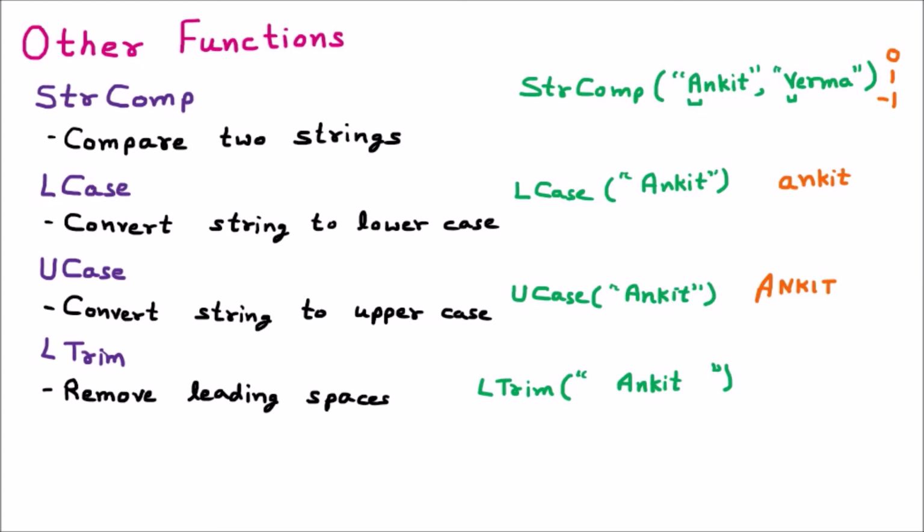Leading space means the space which is coming before the name. So here, the leading space, this one will be removed. That means normal Ankit will come. So this string will be written. Afterward, the trailing space will be as it is. So this space will remain as it is, but the previous space is removed. So this is called the ltrim.